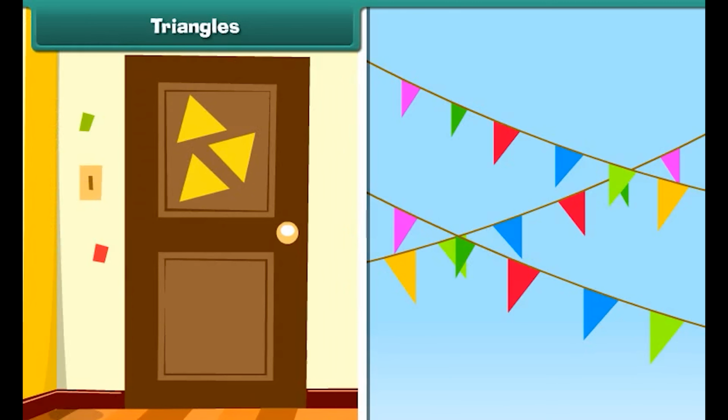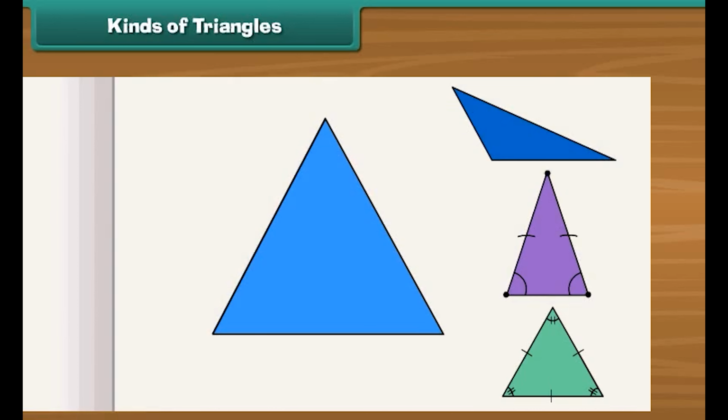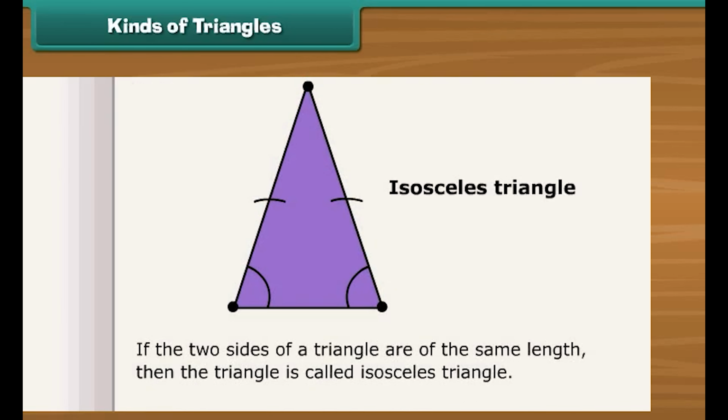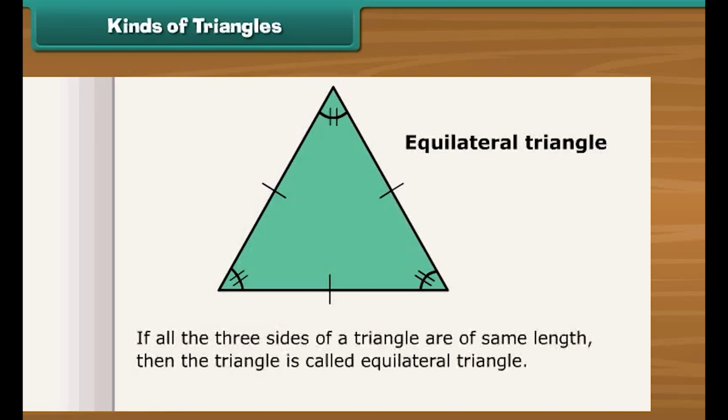These are triangles. The triangles can be classified into three types depending upon the number of equal sides that they contain. If all the three sides of a triangle are of different length, then the triangle is called scalene triangle. If the two sides of a triangle are of the same length, then the triangle is called isosceles triangle. If all the three sides of a triangle are of same length, then the triangle is called equilateral triangle.